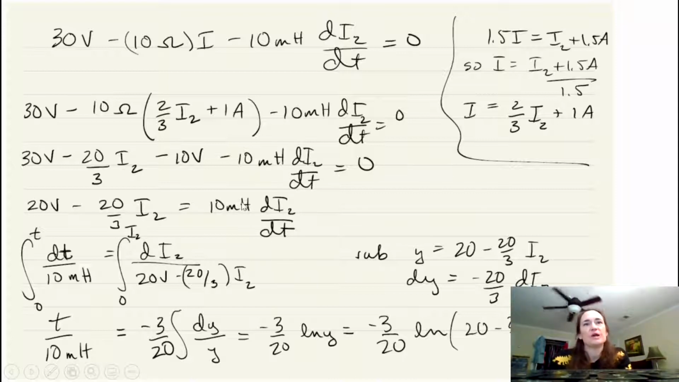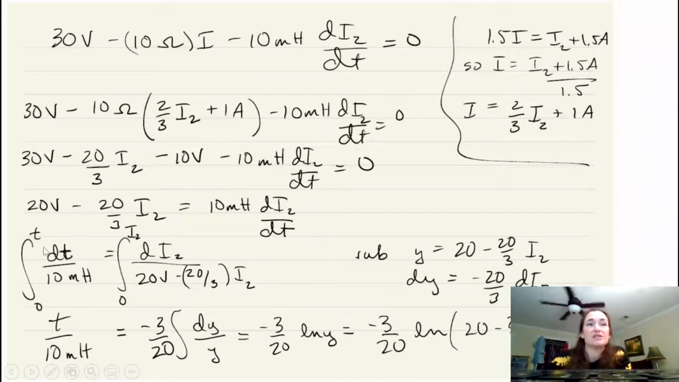Then what I want to do is put everything with time on one side of the equation, everything with I2 on the other side. So to do that, I multiply both sides by dt over 10 millihenries so that I've got my di2 isolated on the right-hand side. Then I divide by 20 volts minus 20/3 ohms times I2. On the left-hand side now, I have dt over 10 millihenries equals di2 over 20 volts minus 20/3 ohms times I2. Okay, so that's my differential equation now.